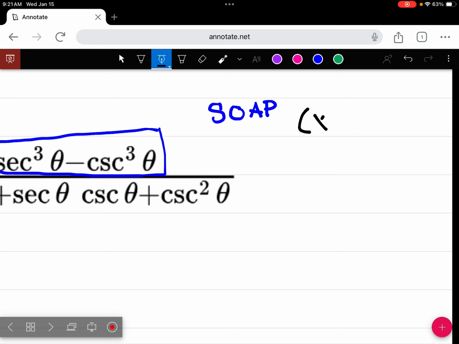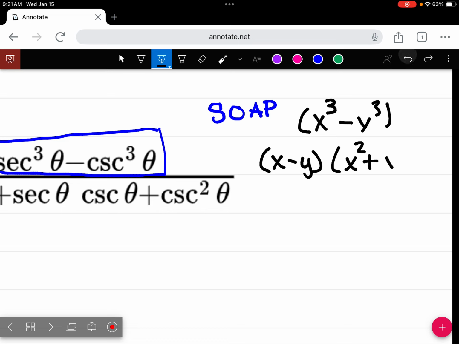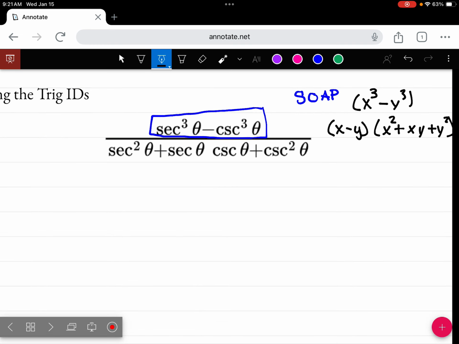So that was when we would have our x cubed minus y cubed. And we could write it as x with the same sign minus y, and then our x squared, opposite sign, plus xy plus y squared. That guy, our difference of cubes or sum of cubes pattern. We can use that still here.